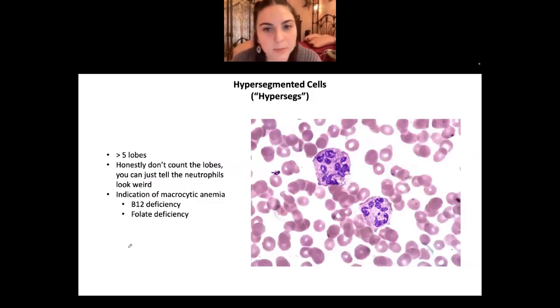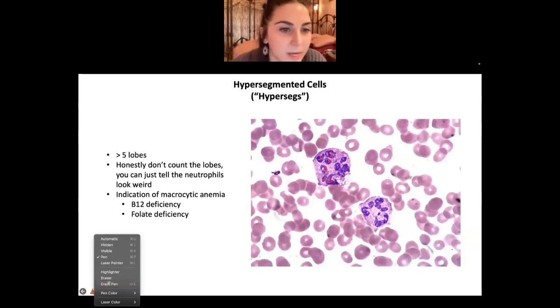Then this is where it's important to know that neutrophils have 3 to 5 lobes to the nuclei, but no more than 5. Sorry, I keep saying nuclei, lobes to the nuclei. As soon as you hit more than 5 lobes, it's what's known as a hyperseg, or hypersegmented cell. And this is very obvious. There's way more than 5 lobes. 1, 2, 3, 4, 5, 6, 7, 8, 9. So this is just tons of nuclei.